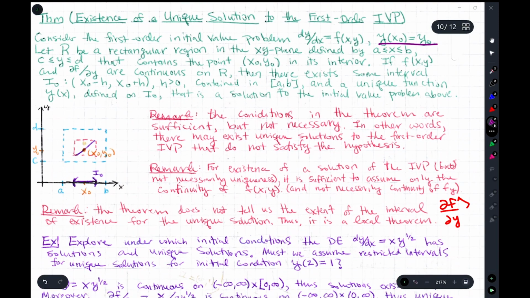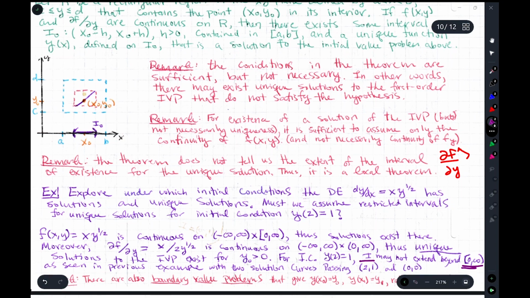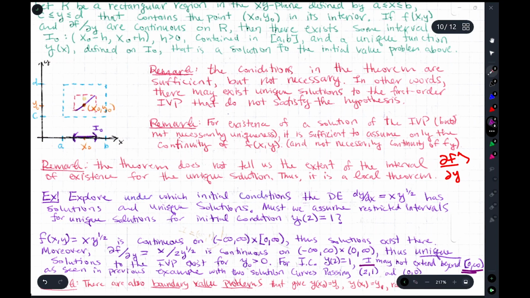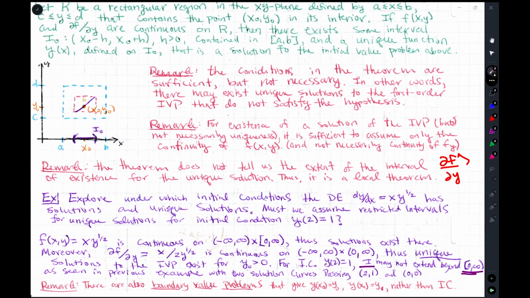But in general, we don't have a way of figuring that out from the theorem. And I also make the remark here about the boundary value problem. Basically, instead of specifying the initial point, we could specify different points that the solution curve should satisfy to fix the member of the one-parameter family. That's called the boundary value problem.